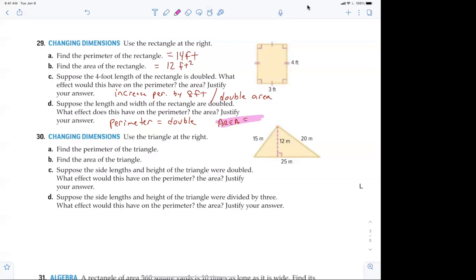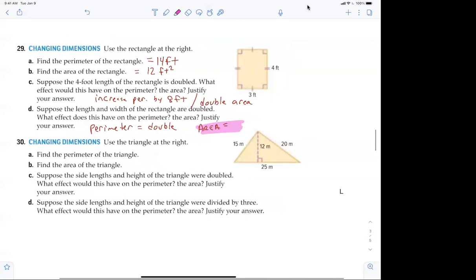But I guess they're just wanting you to make some observations here. Let's say you didn't know that. If you double, it would be 6 by 8. And 6 times 8 is what? 48. And then you're comparing that to 12. So you should be able to look at that and say, well, that's just 4 times larger. Everybody okay with that?